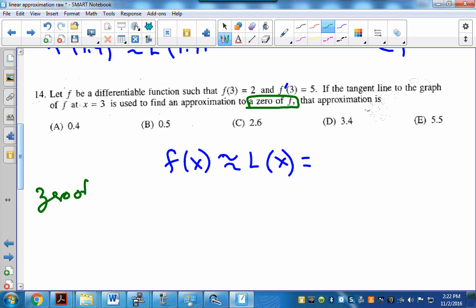Zero of a function. Anybody know what that means? Y is equal to 0. Give me another interpretation. On the graph, x-intercepts, right? Okay, so all these mean the same thing, right? So zero of a function is where the function equals 0 or where it crosses the x-axis. Okay, go ahead and tell me what the 0 is. It's got to be one of those three numbers.